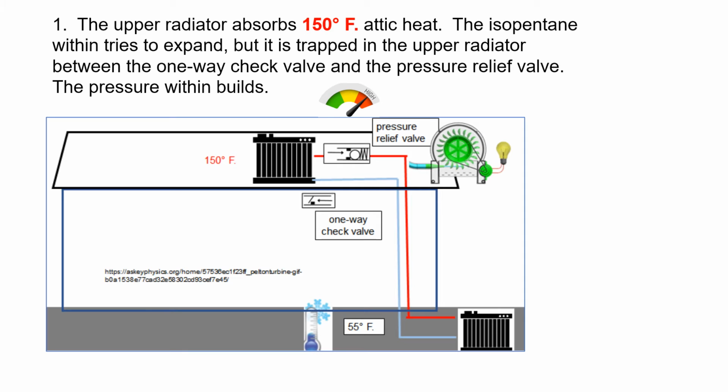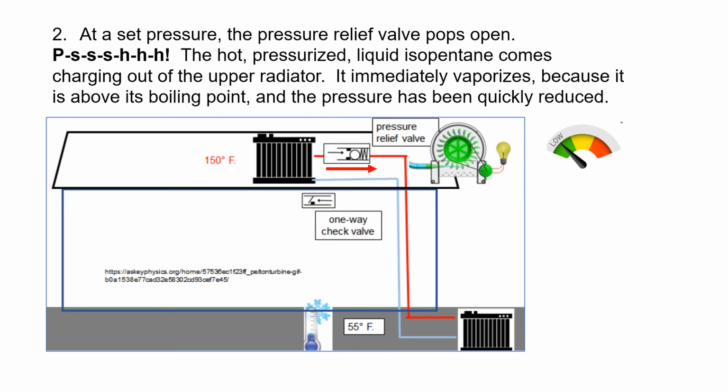The upper radiator absorbs 150-degree attic heat. The isopentane within tries to expand, but it is trapped in the upper radiator between the one-way check valve and the pressure relief valve. The pressure within builds. At a set point, the pressure relief valve pops open.